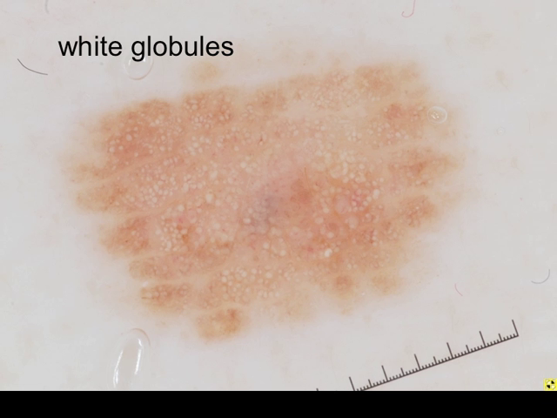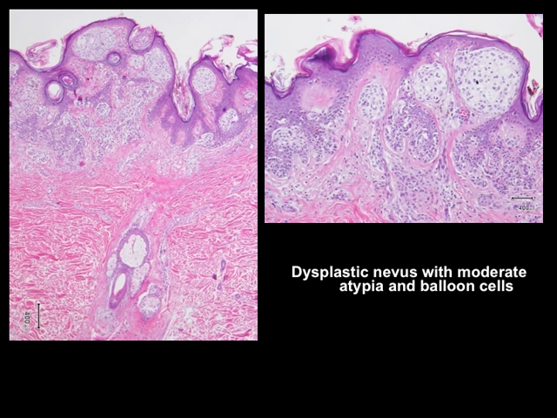On rare occasions, one can also see white globules in melanocytic lesions, as is the case in this dysplastic nevus. Such white globules can be confused for sebaceous glands or milia cyst. However, when aggregated, such white globules correspond to balloon cell nevus nests.